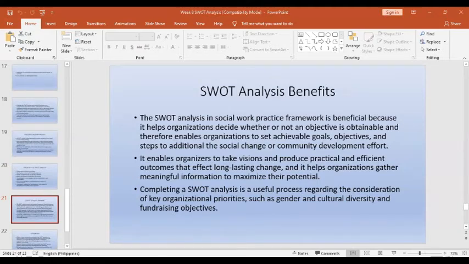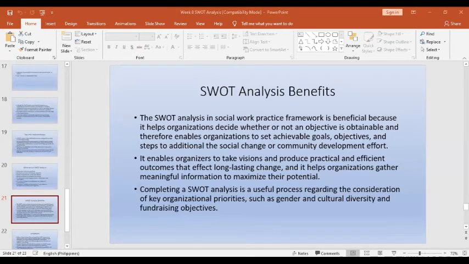Okay, so what are the benefits of SWOT analysis? All of the organizations are doing this, because there is a benefit to conducting it. First, SWOT analysis helps with decision making and gives direction in the organization by establishing achievable goals and objectives. It is also a step toward social change or community development.